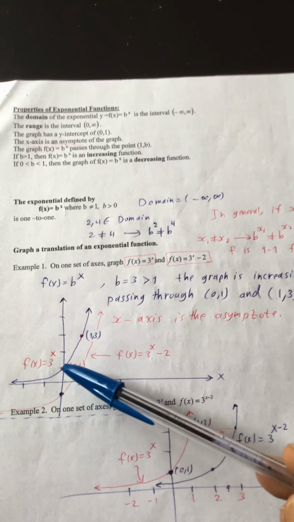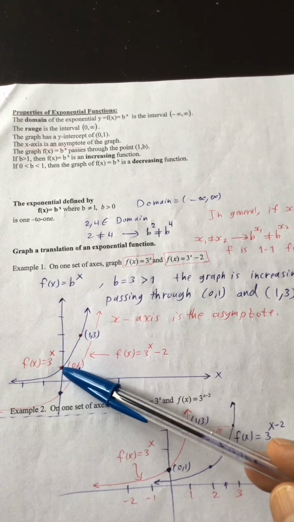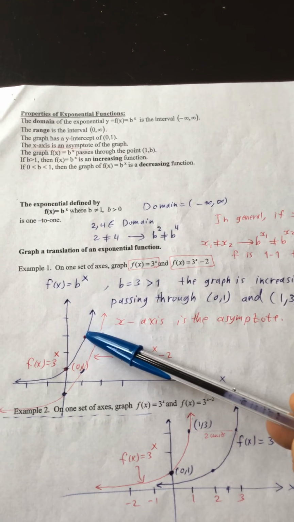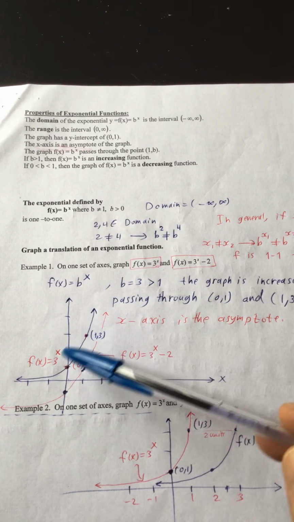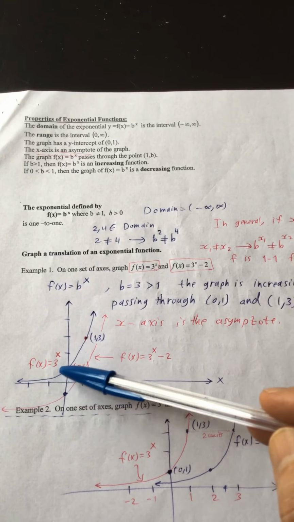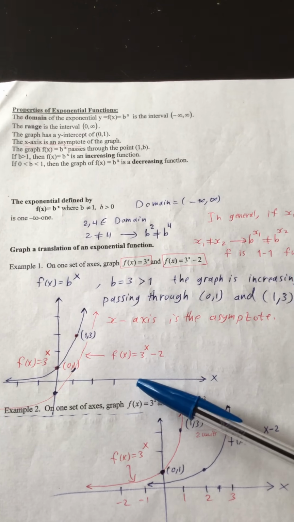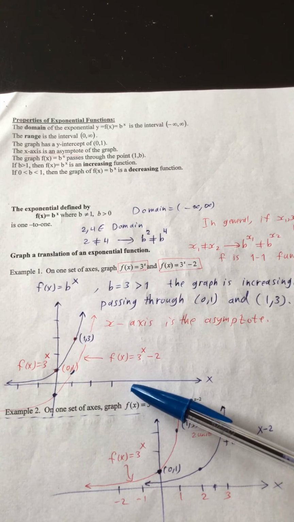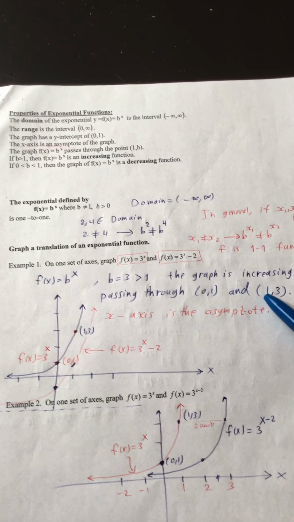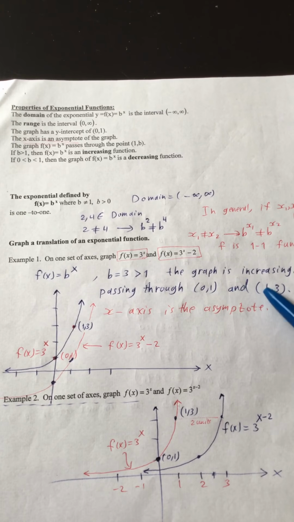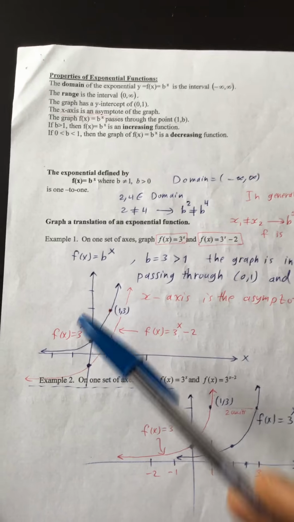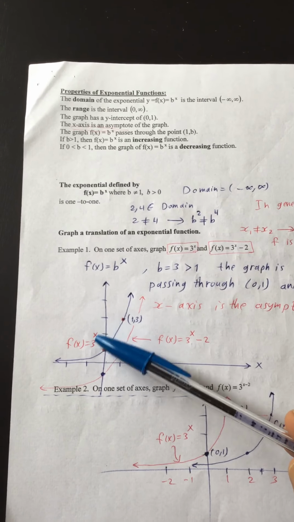Passing through (0, 1), this point is (0, 1), and this point is (1, 3). Now graph a smooth curve passing through these two points. The graph here is increasing. When x increases, y also increases. Look here, as x goes from 0 to 1, y also increases. So this is the graph for f(x) = 3^x.